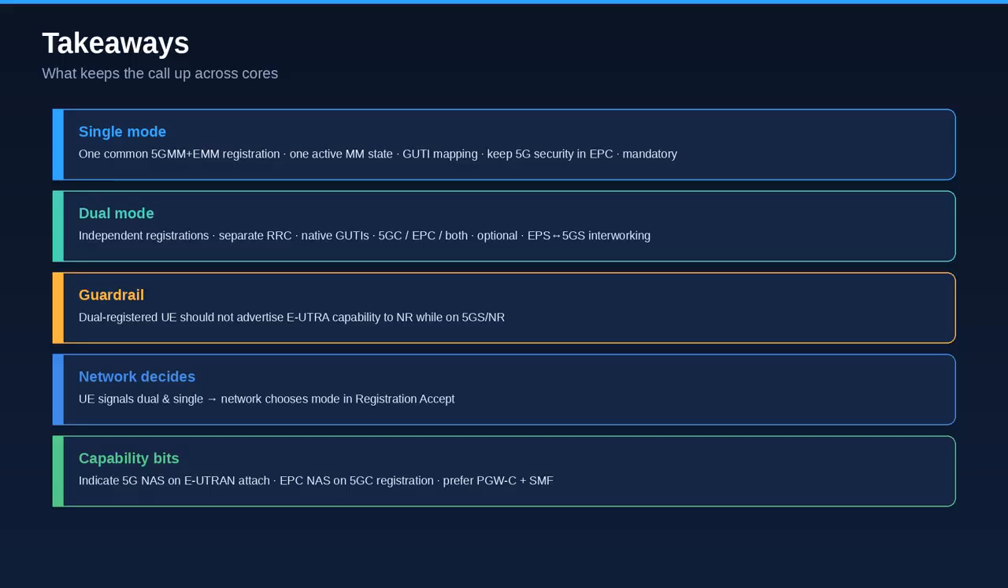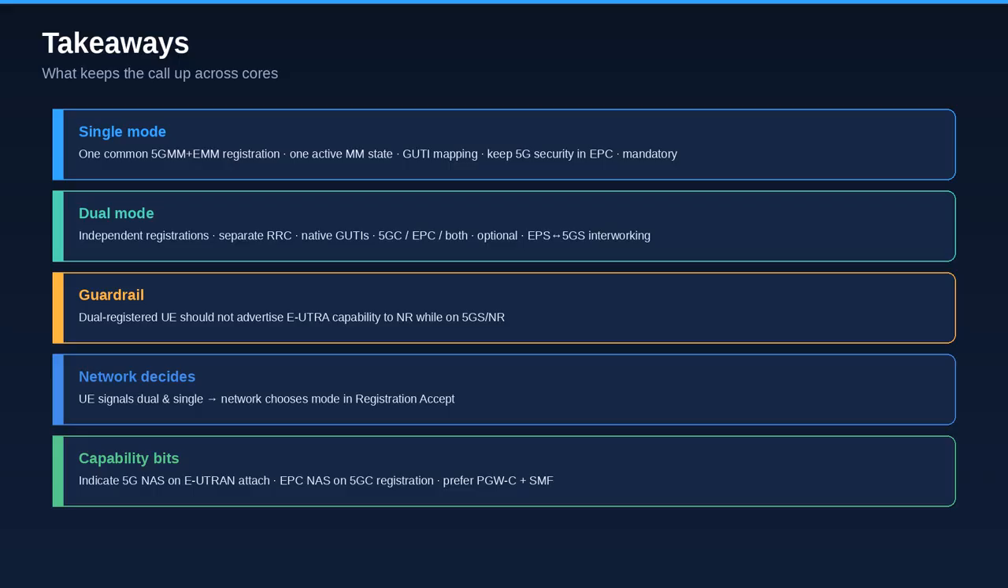Pull the threads together. Interworking between E-UTRAN to EPC and NR to 5GC needs a deliberate registration strategy. Single registration mode keeps one common 5G MM and EMM registration, one active mobility state, mapped temporary identities, and retained 5G security context when visiting EPC. It is mandatory for dual mode capable UEs. Dual registration mode keeps independent registrations over separate RRC connections, native GUTIs on each side, and the option to be in 5GC, EPC, or both.